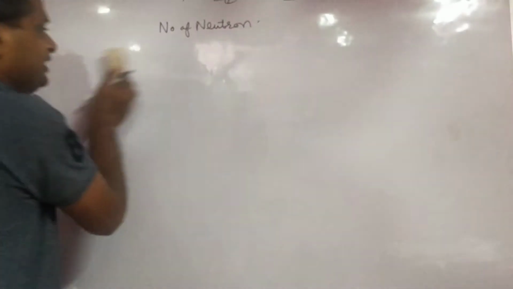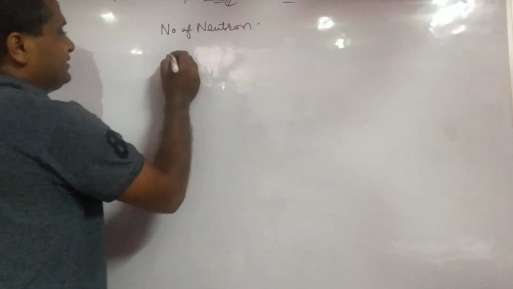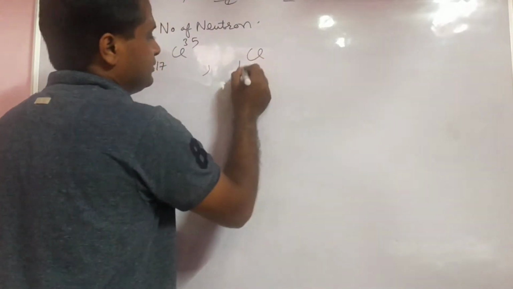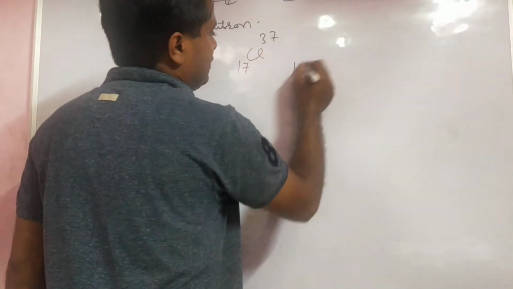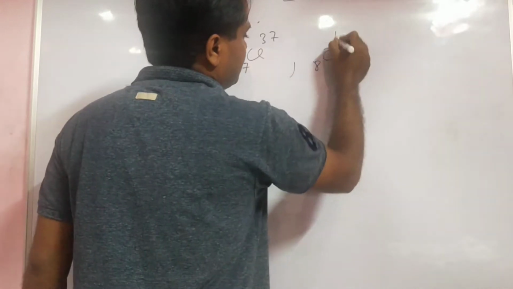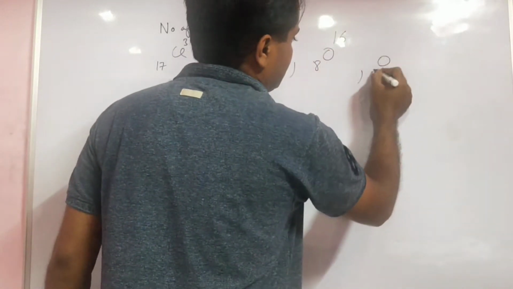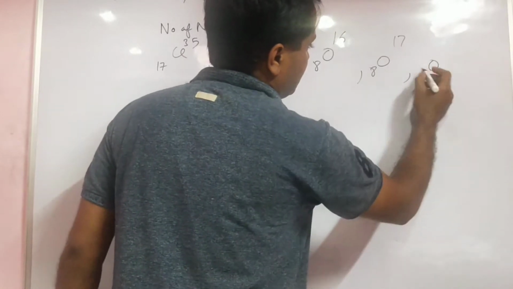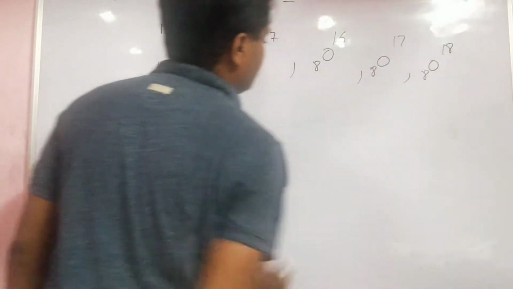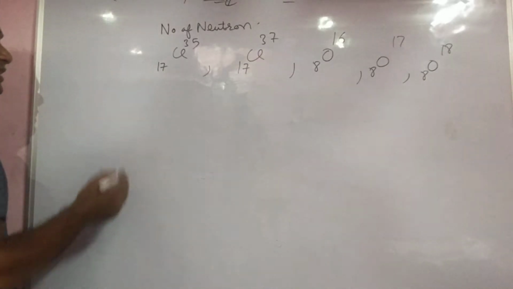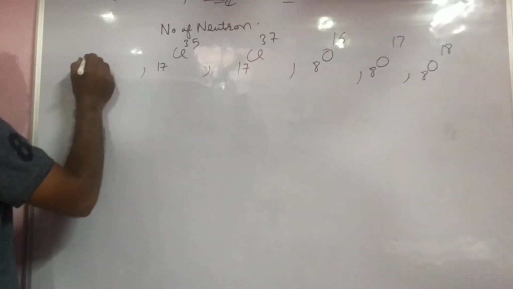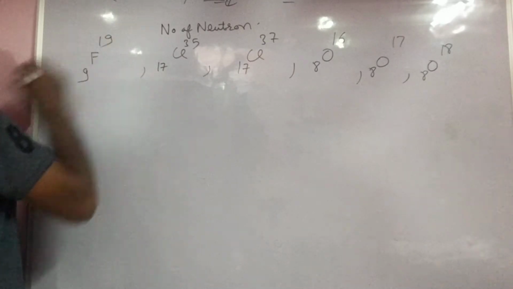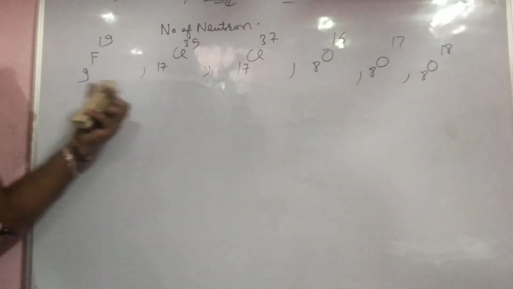Another example, chlorine, 17 and 37. Then another example, oxygen, its isotope 17. Any other example? Take another example, fluorine. Fluorine is 9 and 19. So we do all these for practice.